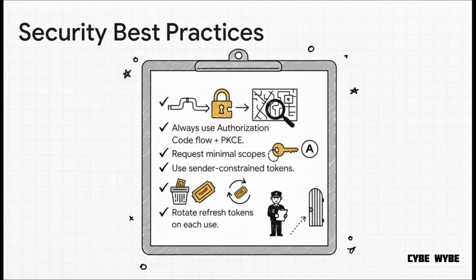You should use advanced features like sender-constrained tokens, which basically lock a token to a specific app so it's useless if stolen. And you always rotate your refresh tokens after each use and are super strict about validating where you send users after they log in.